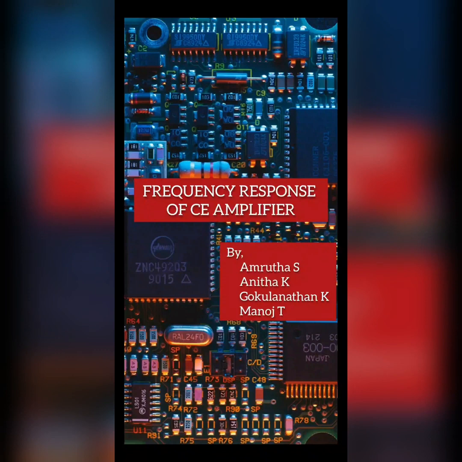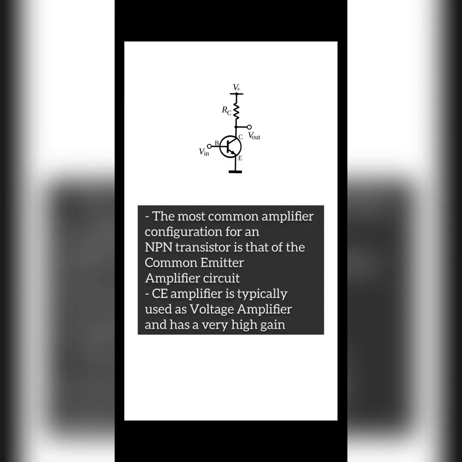Hello everyone. In this video, we are going to see about the frequency response of common emitter amplifier using Electric Circuit Studio app. First, for that we need to know what is a common emitter amplifier. The most common amplifier configuration of an NPN transistor is the common emitter amplifier. The common emitter amplifier is typically used as a voltage amplifier and has a very high output gain for a low input. This emitter amplifier also provides a moderate current gain as well as a medium input and output impedance.